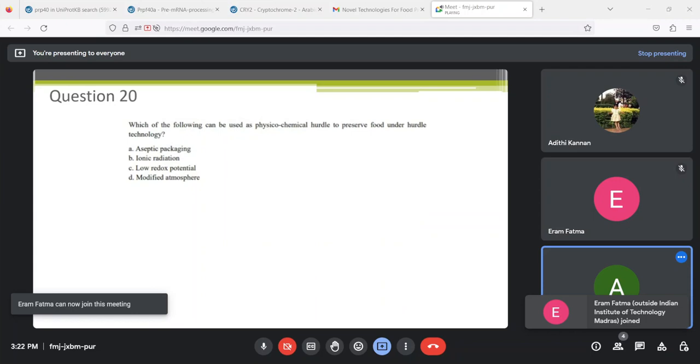Moving to question 20 and the last question. Which of the following can be used as a physico-chemical hurdle to preserve food under hurdle technology? A. Aseptic packaging. B. Ionic radiation. C. Low redox potential. And D. Modified atmosphere. So you have multiple hurdles, and these hurdles can be classified based on whether they are strictly physical hurdles or they are physico-chemical hurdles.